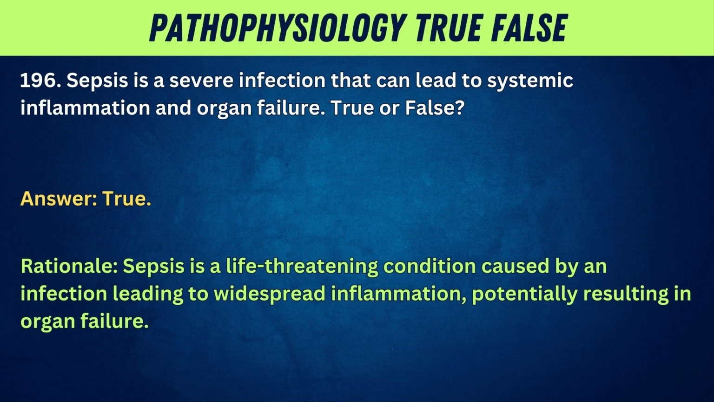196. Sepsis is a severe infection that can lead to systemic inflammation and organ failure. True or false? Answer: true. Rationale: sepsis is a life-threatening condition caused by an infection leading to widespread inflammation, potentially resulting in organ failure.